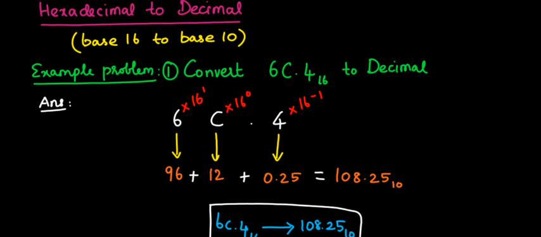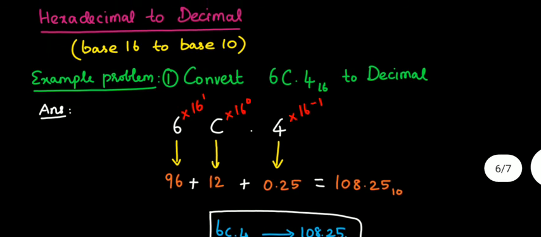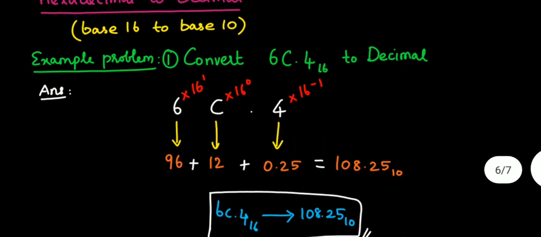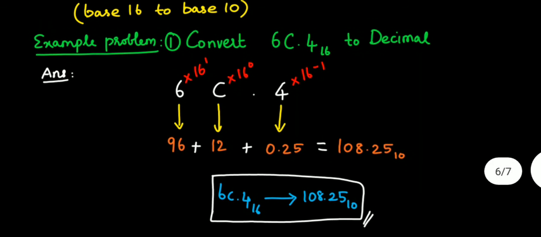6C is on the integer side and 4 is on the fraction side. So with 4, what position value do we have to multiply? 16 power minus 1. Just do this multiplication. What will you be getting? 96 plus 12 plus 0.25, which is equal to 108.25 to the base 10. This is the decimal equivalent of the given hexadecimal number.